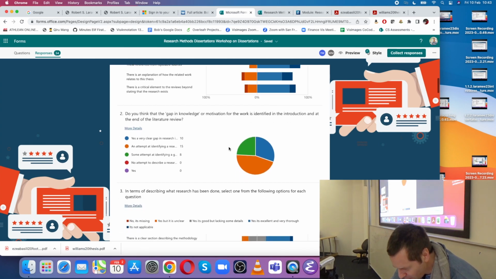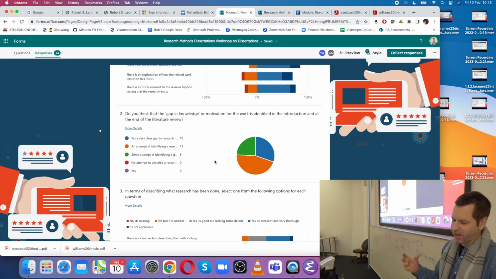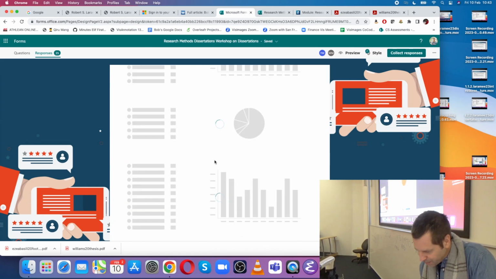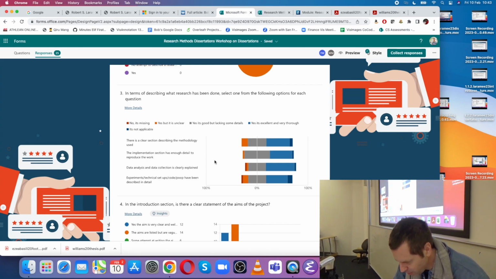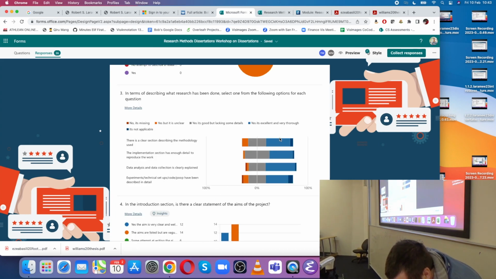Do you think that the gap in knowledge or motivation for work is identified in the introduction? So yeah, I think these are appropriate responses. Nobody said no attempt was made. So both of these dissertations make some attempt to do something interesting with a little bit of novelty, which is good. In terms of describing what research has been done, select from one of the following options. A lot of people selected the good.